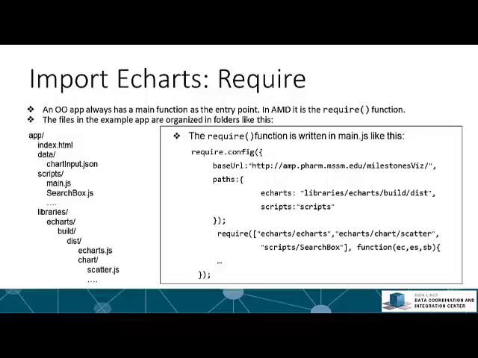The require function in main.js is written like this on the right. First, we have a require.config function. The require.config is basically a mapping from the JS files on the file system to a module name, so that the require function knows that echarts/echarts means the echarts.js in the directory of libraries/echarts/build/dist/echarts.js.